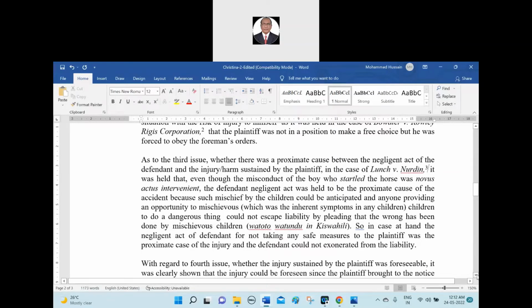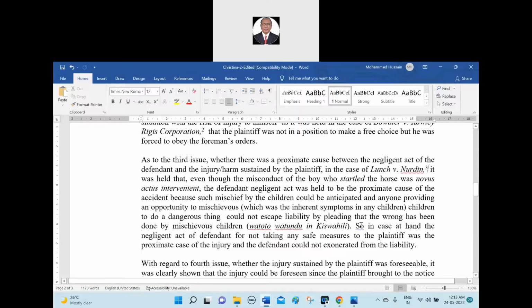So children are mischievous children. Watoto watundu in Kiswahili. Mischievous children. Watoto watundu. Watundu is the plural form, mutundu is the singular form. Is it? Mutoto, mutundu, watoto, watundu. Sir, you know the grammar of this Kiswahili? Yes. If a person is well versed in one language, he tries to be so in the other language also.